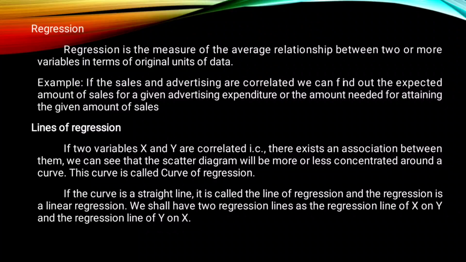Next one, lines of regression. If two variables x and y are correlated, that is there exists some association between them, we can see that in the scatter diagram the points will be more or less concentrated around a curve. This curve is called the curve of regression. If the curve is a straight line, then it is called line of regression. So here we shall have two regression lines. One is regression line of x on y and the other is regression line of y on x.